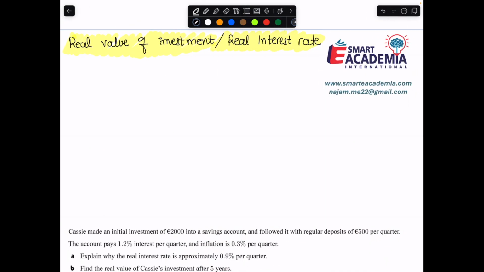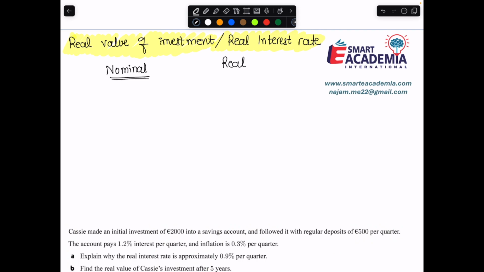Now our final topic is real value of investments, or real interest rate. This logic is relevant when you have inflation accounted for in your calculations. So far, we have not included the inflation aspect in our calculations, and this is very important because if there is inflation, then the interest rate is not what it seems to be. In economics, or in the financial sector, we use two different terminologies for each value: nominal and real.